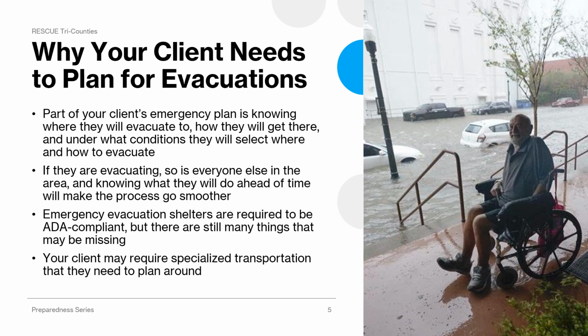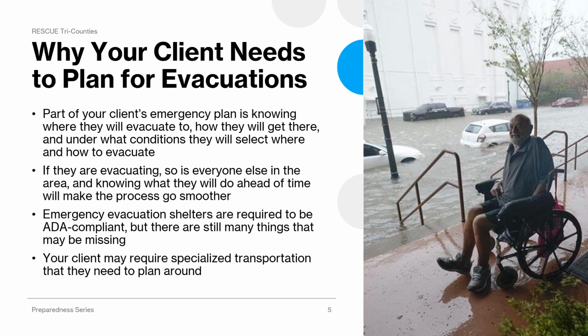Emergency evacuation shelters are required to be ADA compliant, but there are still many things that may be missing. Your client may require specialized transportation that they need to plan around. So I wanted to expand on the second to last bullet point. It is important to understand that being ADA compliant only means they have to be able to offer equal access to shelter and basic facilities.